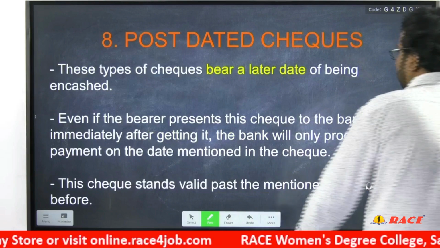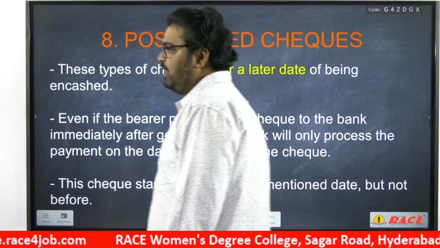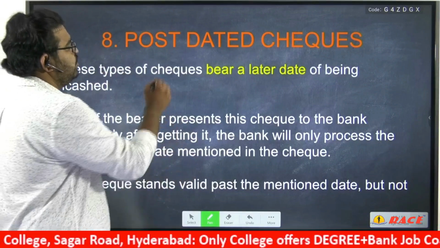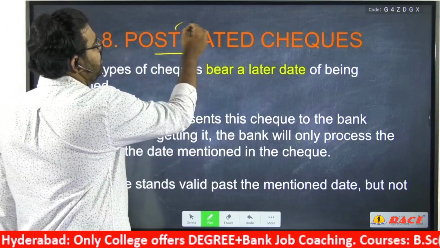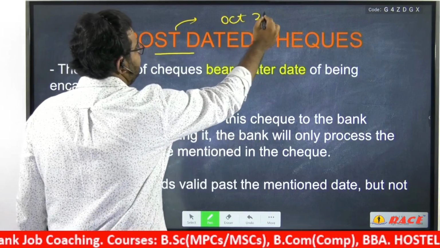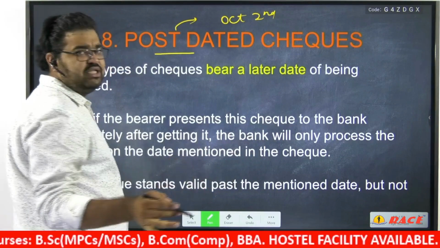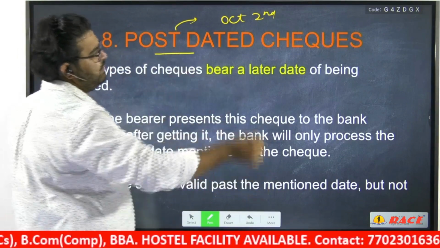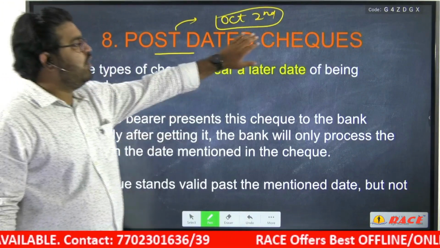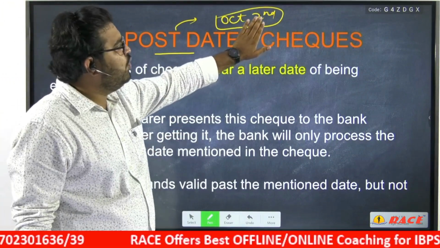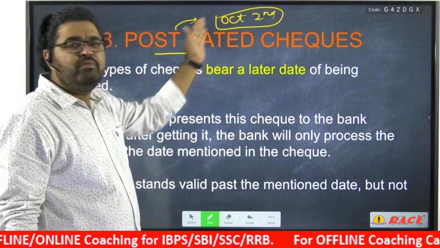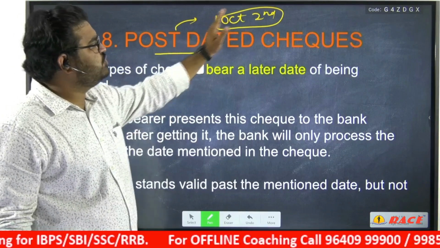Next, the last type, the post-dated check. Here the date itself makes it clear. Pre means before, post means after. Today you are issuing the check, but the date on the check is somewhere around October 2nd, one month or 15 days later. So the drawer can withdraw the amount only on or after October 2nd. He cannot withdraw money before October 2nd. Hence it is called a post-dated check.